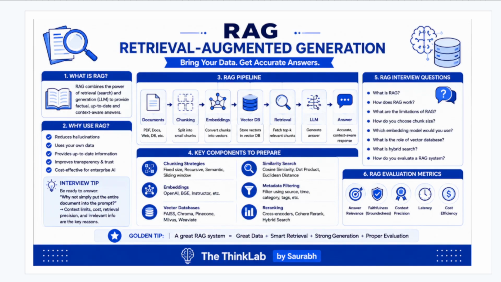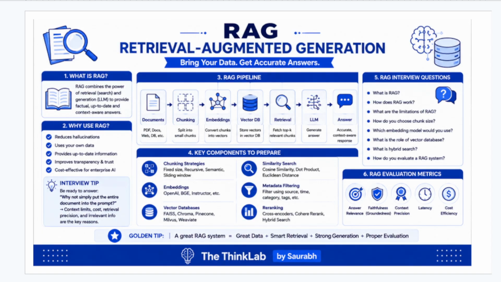So let's understand every step. First we have a document, right? This document could be a PDF, a Word document, a website, a database, company documentation, or some internal knowledge base.